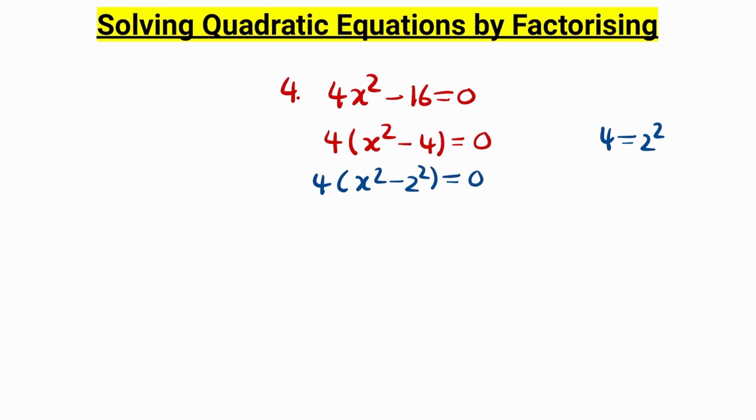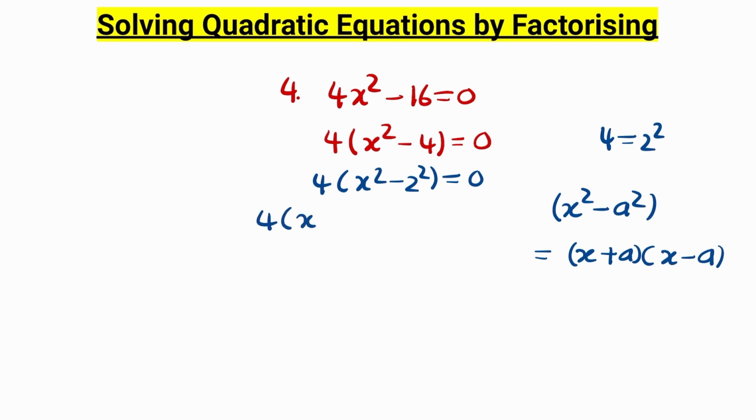And then we can use our previous rule from difference of 2 squares to factorize this part. X squared minus a squared when factorized will be equal to x plus a multiplied by x minus a. So same here, 4 times x plus 2 multiplied by x minus 2 equal to 0. We can ignore this 4 because if we divide both sides by 4, 0 divided by 4 is going to be equal to 0. So there's no overall effect to the equation.